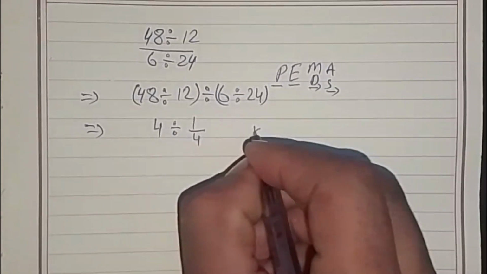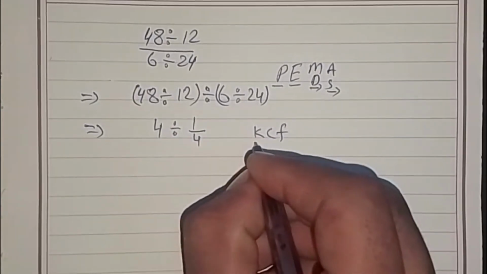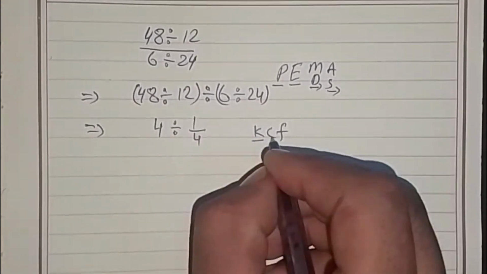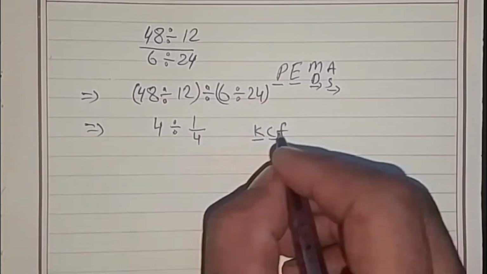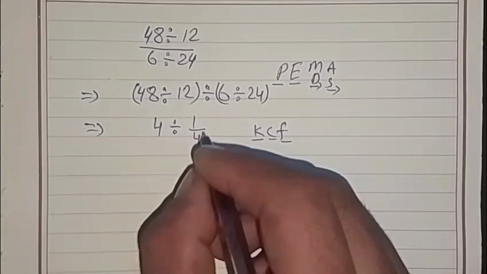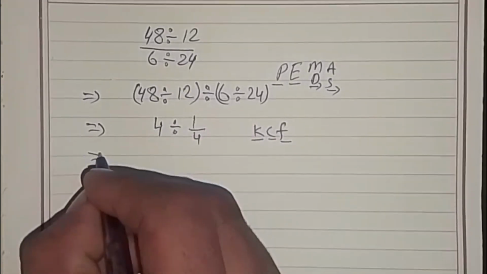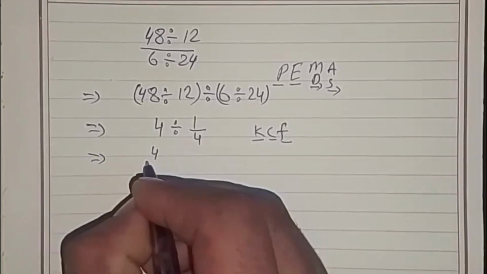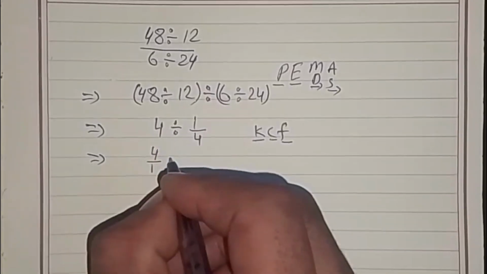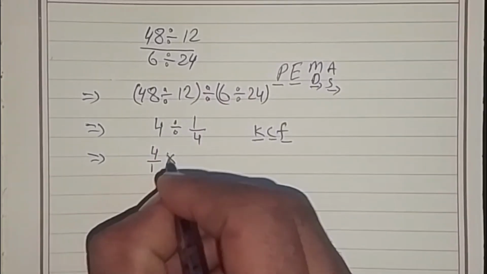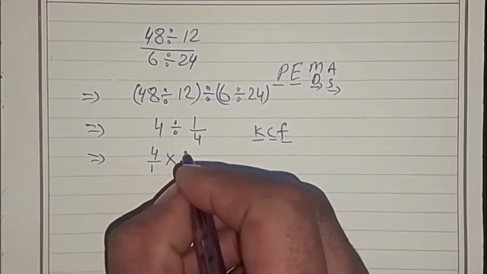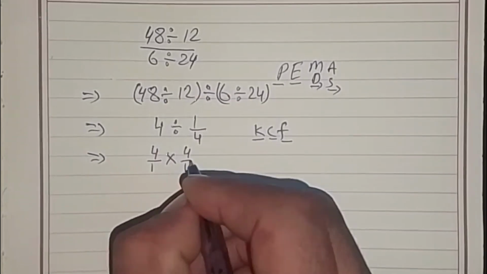Now we solve it by the rules of KCF. K means keep the first fraction, C means change division to multiplication, and F means flip the second fraction. Now keep the first fraction 4 over 1, change division to multiplication, and flip the second fraction, so 4 over 1.